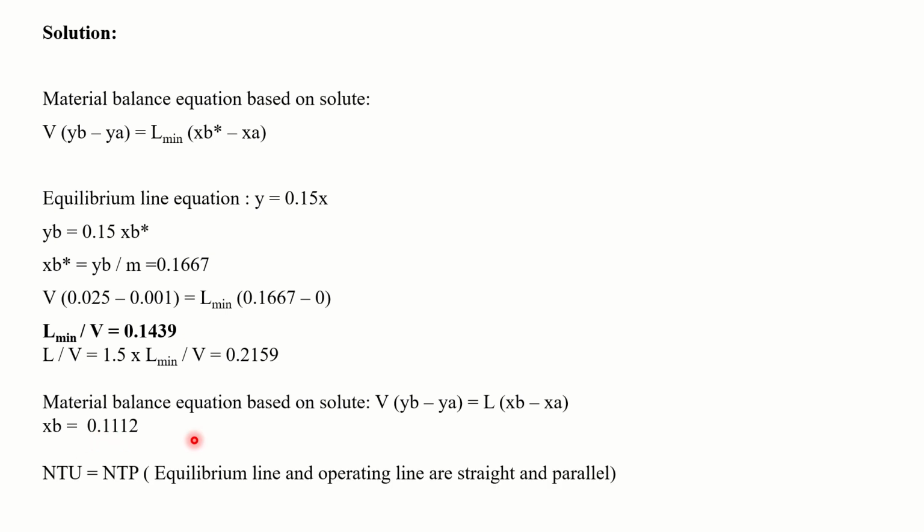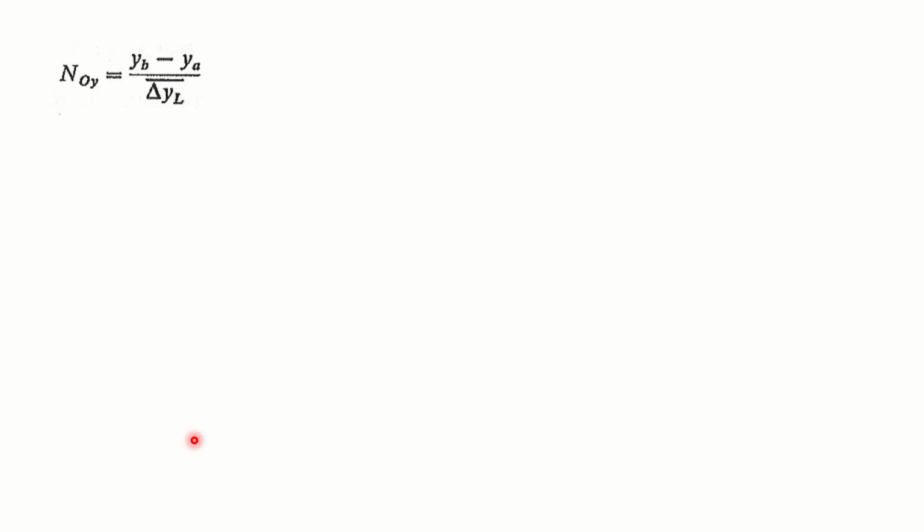The next step, the number of theoretical plates. As I mentioned earlier, the equilibrium line and operating line are straight and parallel. In that case, the number of transfer units is equal to the number of theoretical plates. So if you calculate the NTU value, that is the same as the number of theoretical plates. So what is the formula for the number of transfer units? (YB minus YA) by delta Y bar L. So you need delta Y bar L in order to find NTU.